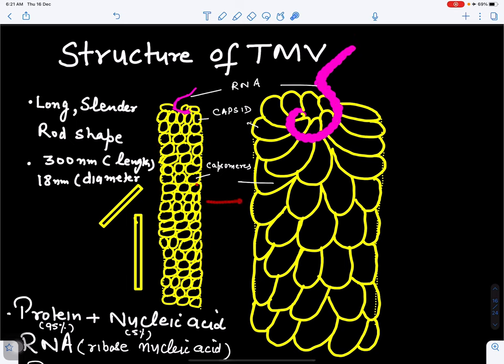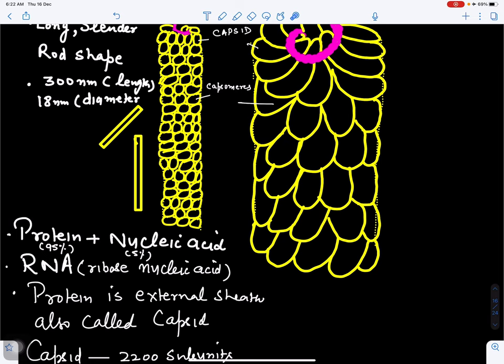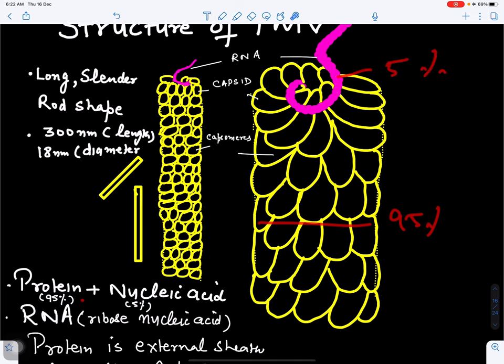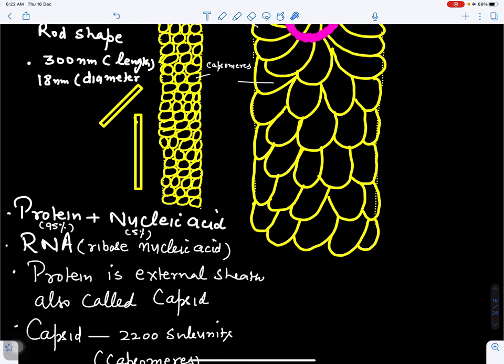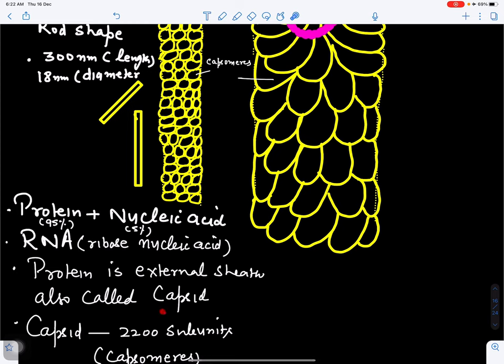Now, if we enlarge this rod-shaped structure, we can say this is RNA, which is single stranded, and this is the protein coat. This whole protein coat is called the capsid. Now, this capsid is made up of capsomeres. These units which are making it up like this are capsomeres. So, we can see this virus is made up of protein plus nucleic acid. The protein part is about 95%, and the RNA is about 5%. RNA is ribonucleic acid. Protein is the external covering called the capsid.